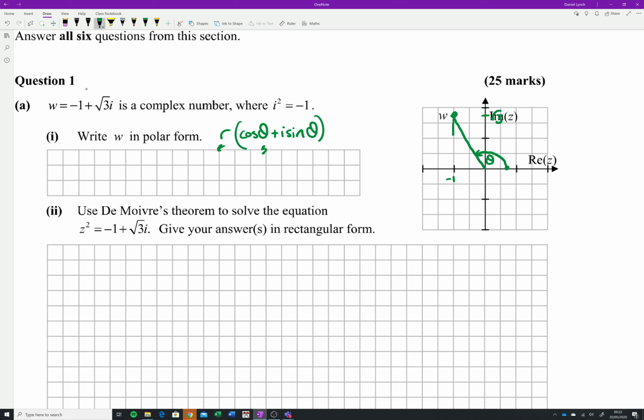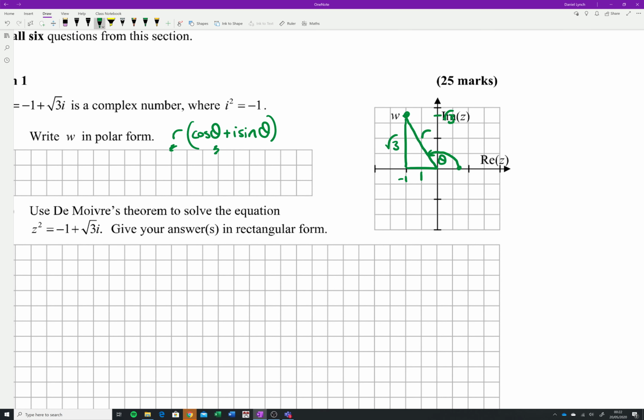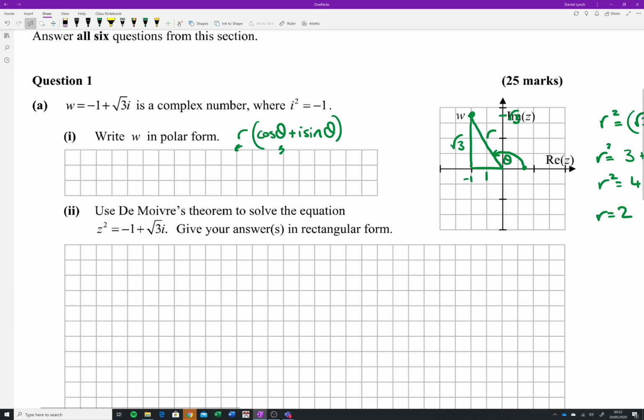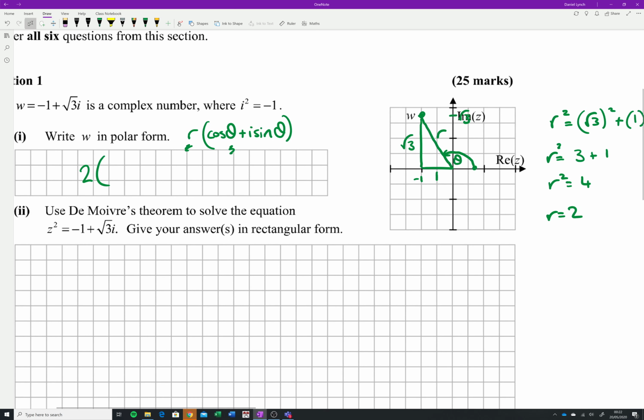So let me just put back in what we have here. Okay, what do we know? We know that that length here is root 3. We know that that length there is 1. So we can get what r is by using, of course, Pythagoras' theorem. Nice and simple. r squared is equal to root 3 squared plus 1 squared. r is the hypotenuse in this case. That's r squared is equal to 3 plus 1. r squared is 4. r is 2. Root 4, 2. So in polar form, well, r is 2. That bit's easy.